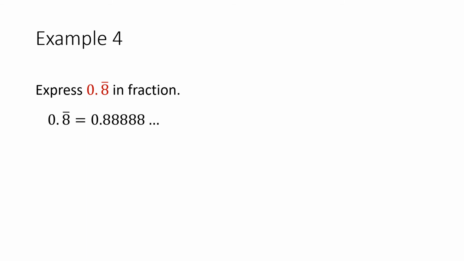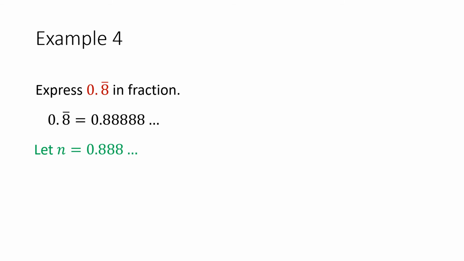Okay, let's have an example of a non-terminating repeating decimal. We have now 0.8 repeating as a fraction. The bar stands for repeating, so we can say that 0.8 bar, that's 8 tenths bar, means 0.888888 until infinity.